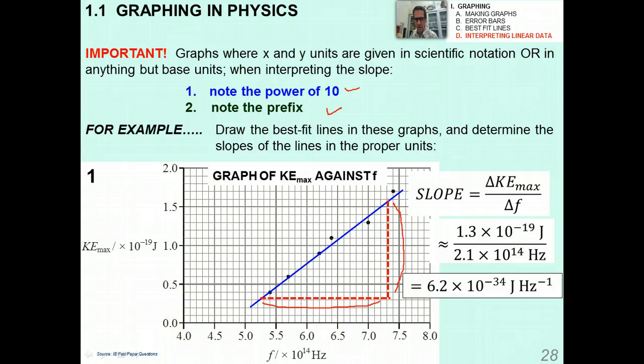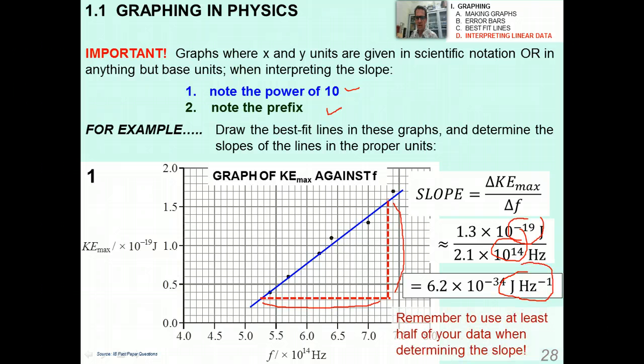Notice that it's not simply 1.3 divided by 2.1. If I did that, I would be off by many orders of magnitude. So you have to include the 10 to the minus 19 and 10 to the 14. Super important, and don't forget your units. Very, very important.